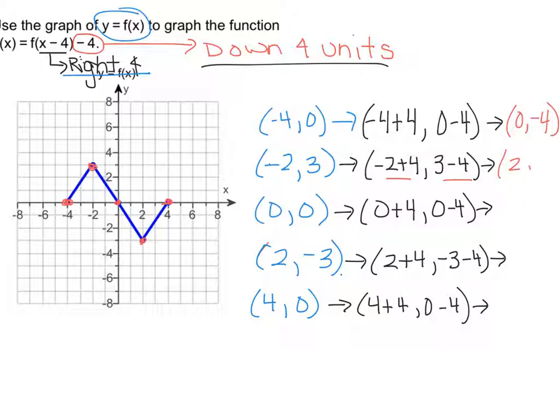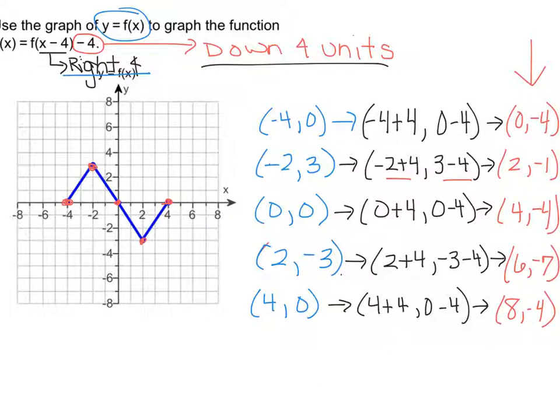So I have 2, negative 1, 4, negative 4, 6, negative 7, and 8, negative 4. Now I'm going to take these ordered pairs, which are the ordered pairs after I applied the transformations, and then just plot them on my graph. And that will be my new graph.